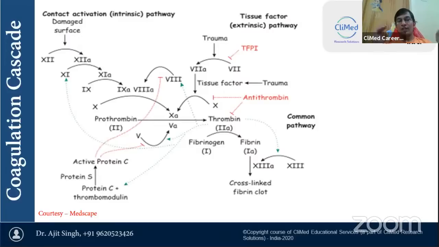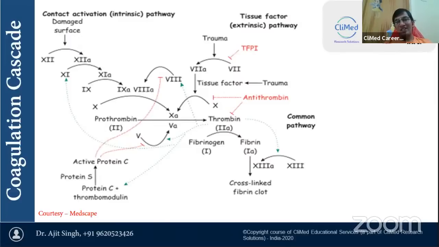Understand? So now come back to that. 12, 11, 9, 10, and then 10 will convert prothrombin into thrombin. This prothrombin is nothing but factor 2, right? Coagulation factor 2 is prothrombin. This prothrombin will get converted by factor 10 or factor 5. So how does this factor 5 come into the scene?